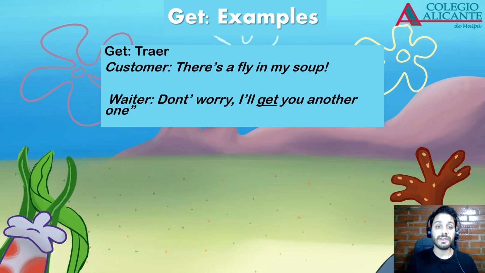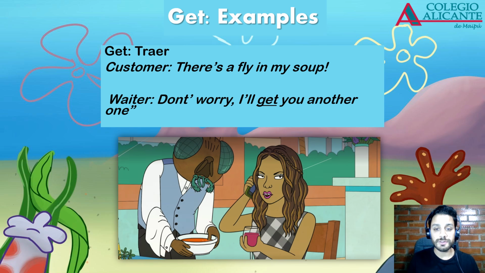Get with the meaning of traer. For example, you are in a restaurant and you say, there is a fly in my soup. Hay una mosca en mi sopa. And the waiter says, okay, I'm very, very sorry, but don't worry, I'll get you another one. Le traeré otro. So you can get somebody something. Le puedes traer algo a alguien with the use of get. A very good use.